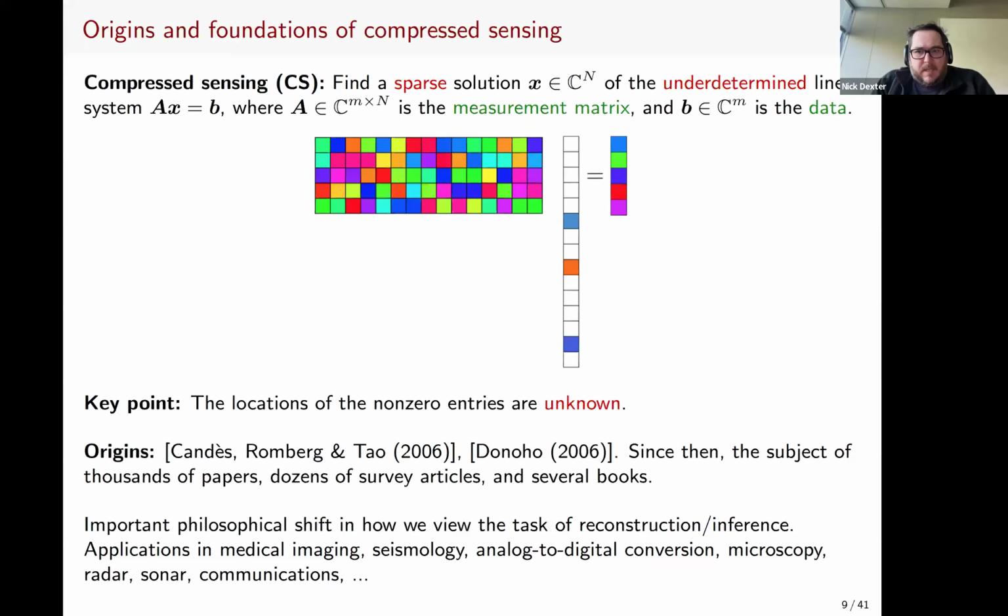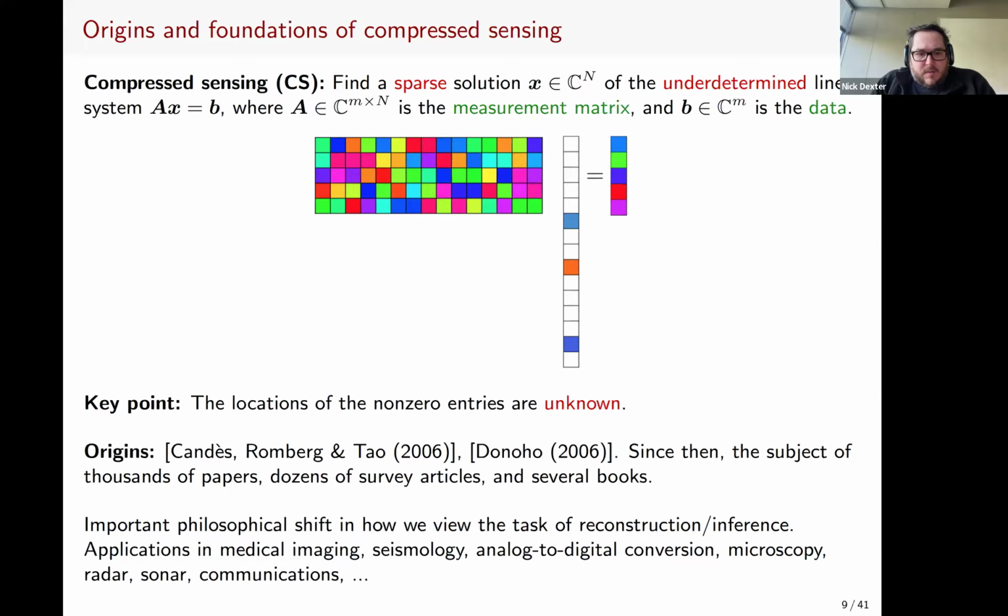Now this is where we begin talking about compressed sensing. So the goal of compressed sensing is to find a sparse solution x of the underdetermined linear system Ax equals b, where A is the measurement matrix and b is the data. And the key point here is that the locations of the non-zero entries are unknown.